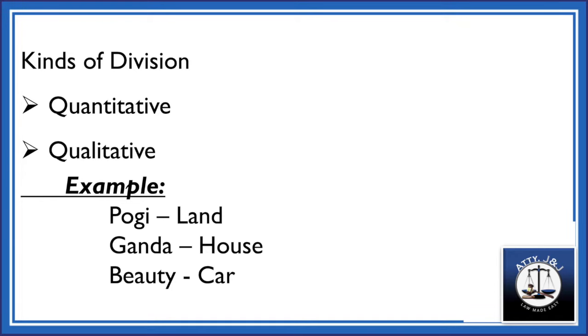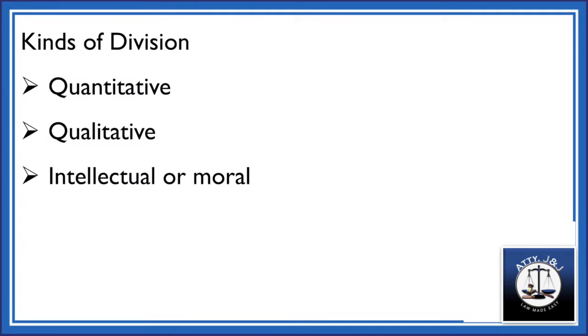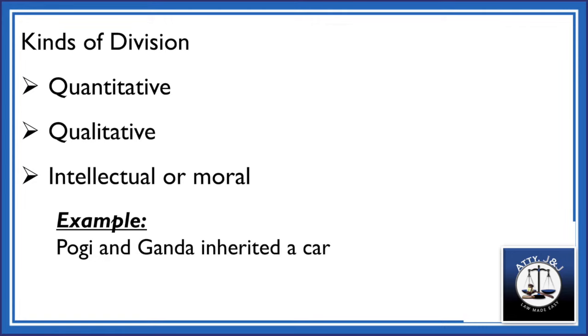Tapos lastly, isa pang kind ng division is yung intellectual or moral. It is one which consists or exists only in the minds of the parties. Yung wala talagang actual na hatian, nasa isip lamang. Bakit ba? Kasi nga, halimbawa, ganito. Suppose, yung na-inherit ni Pogi and Ganda is yung sasakyan. So, as co-owners ng sasakyan, hindi naman nila pwedeng hatiin yung sasakyan as equal parts, di ba? Paano yun? So, the car is actually not separable in material way, but only mentally.